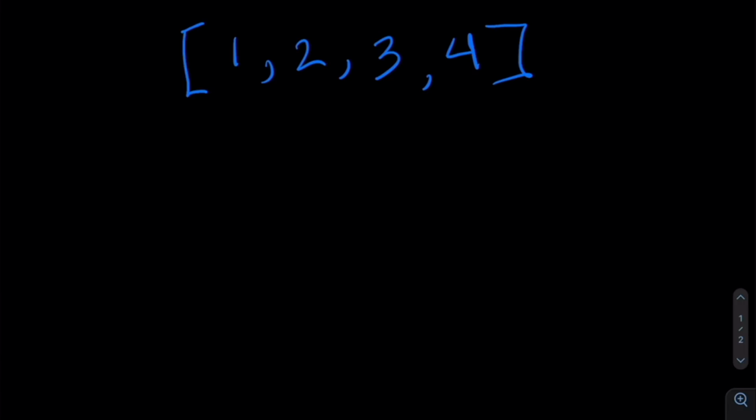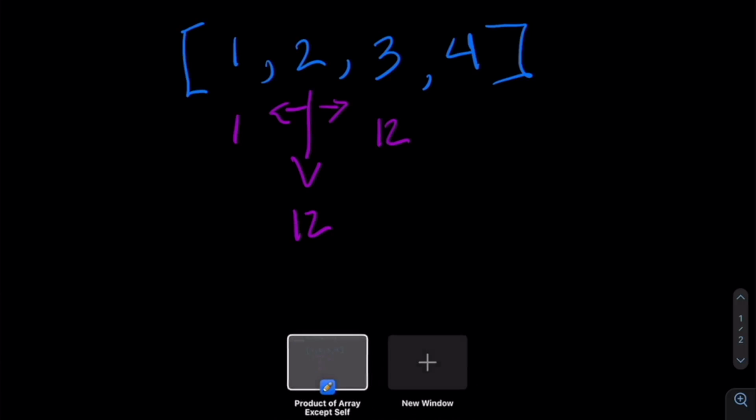So for example, if we want to get all the values before the 2 and after the 2, that would be 3 times 4, that's 12. And then we want to get the 1, which essentially is just 12, right? Because 1 times 12 is just 12. So in this position, we would put a 12.